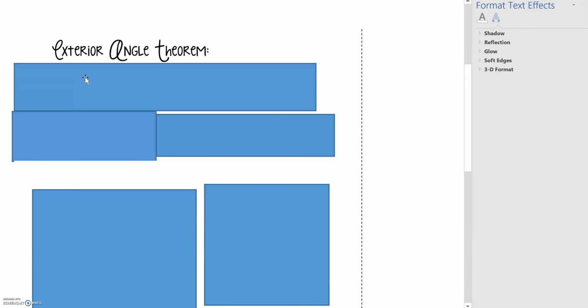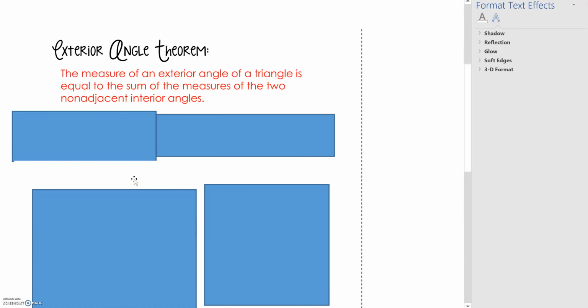I would like you to take your notebooks out and put all these notes that I'm going to be talking about inside your notebook. So first we're going to start with the definition of the exterior angle theorem. The exterior angle theorem is the measure of an exterior angle of a triangle, which is equal to the sum of the measure of the two non-adjacent interior angles.